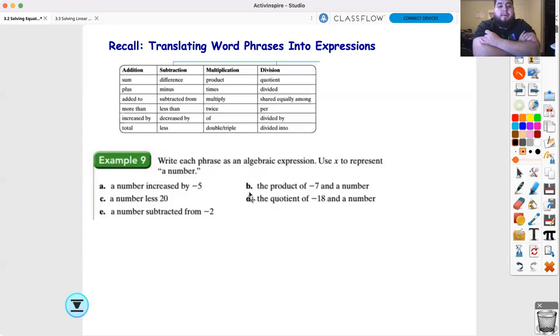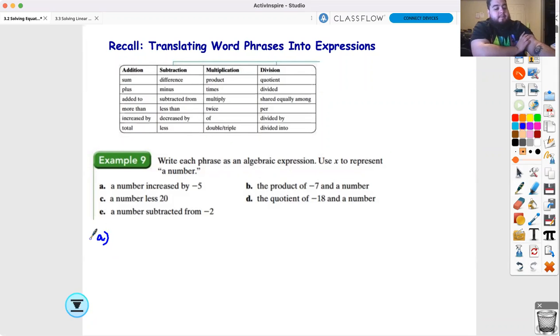I'm saying this just because a student sent me a picture of the practice problems from these and they had equal signs, so I had to clarify that. Write each phrase as an algebraic expression, use X to represent a number. So there are examples here to review writing from English to math, right?